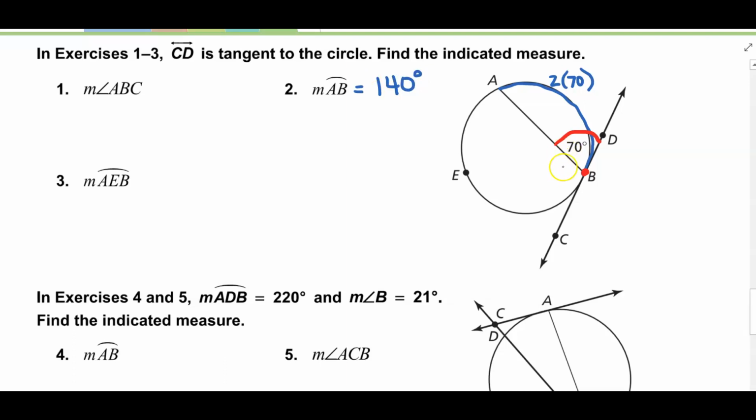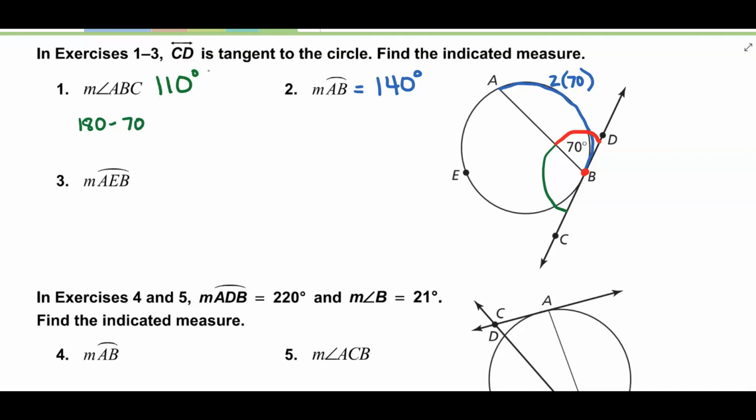The measure of angle ABC. ABC is this one here. We'll notice it's a linear pair with the angle they gave us, so it's supplementary to 70. So if I do 180 minus the 70, I'm going to get 110 degrees.